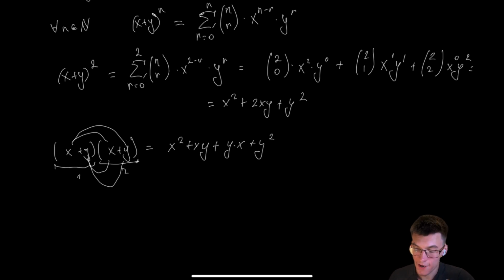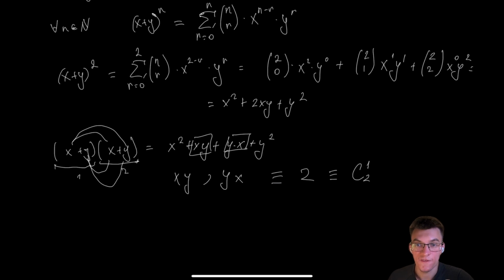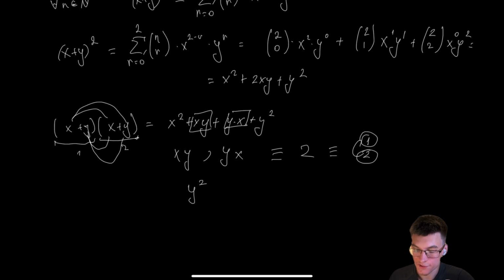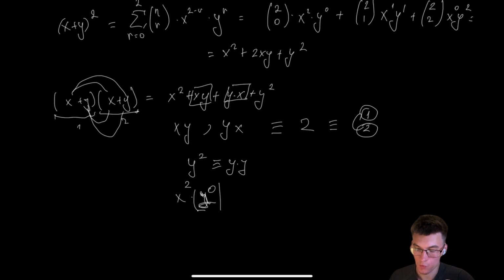We can see here that we have two distinct selections of y. The first distinct selection is xy, and the second one is yx. We have two distinct selections, which equals our combinations 2 taken 1. So we have two distinct selections of one y out of a total of 2 factors. For the second case, we only have one distinct selection, which is y squared, the same as y times y. We do not have any other terms in our expansion. And for x, we only have one possible selection, x squared, y to the power of 0. Also one possible term, one possible selection.